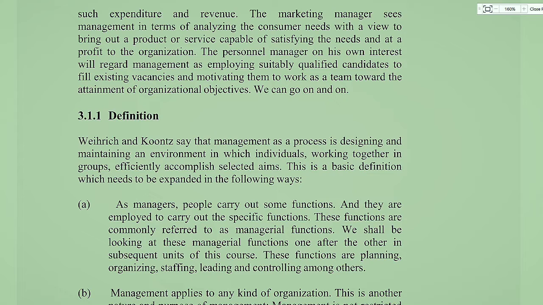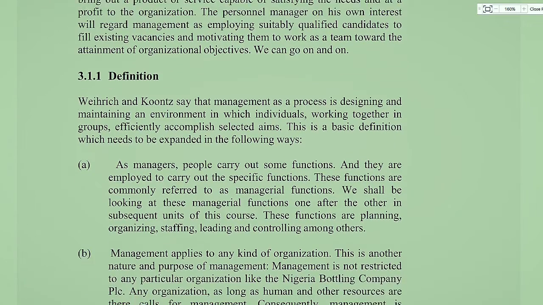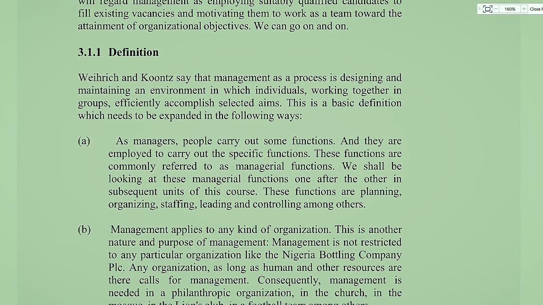A. As managers, people carry out some functions, and they are employed to carry out specific functions. These functions are commonly referred to as managerial functions. We shall be looking at these managerial functions one after the other in subsequent units of this course. These functions are planning, organizing, staffing, leading, and controlling, among others. So these are the functions of managers, the functions of management.